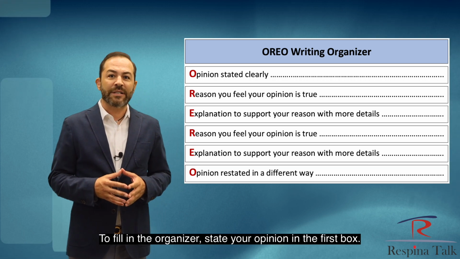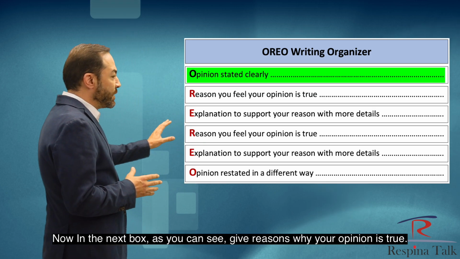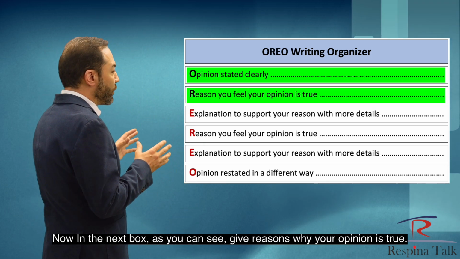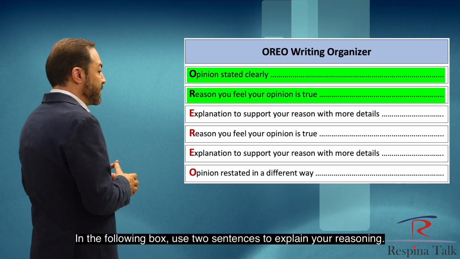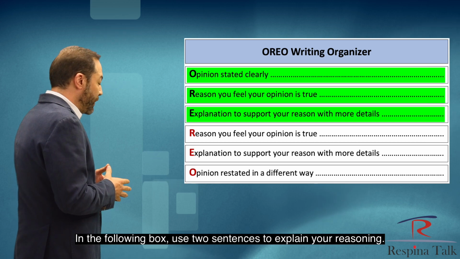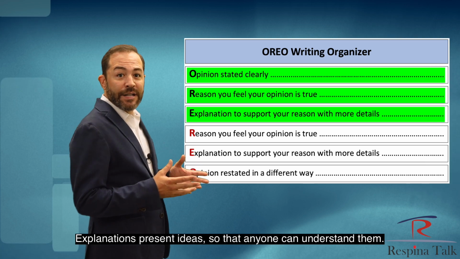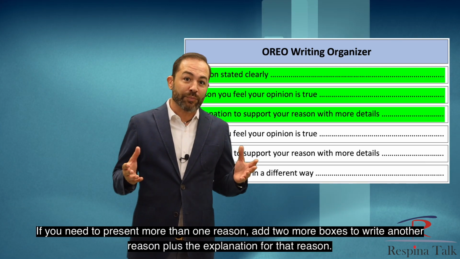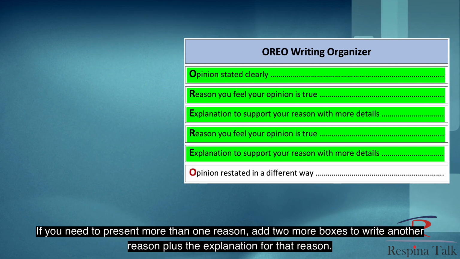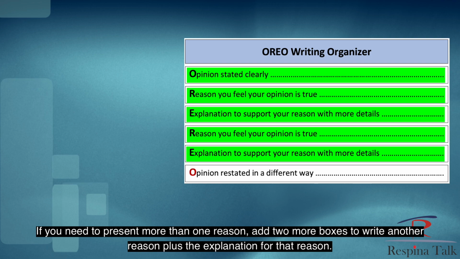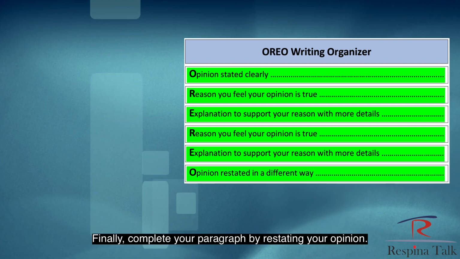To fill in the organizer, state your opinion in the first box. Now, in the next box, as you can see, give reasons why your opinion is true. In the following box, use 2 sentences to explain your reasoning. Explanations present ideas so that anyone can understand them. Now, if you need to present more than one reason, add 2 more boxes to write another reason plus the explanation for that reason. Finally, complete your paragraph by restating your opinion.